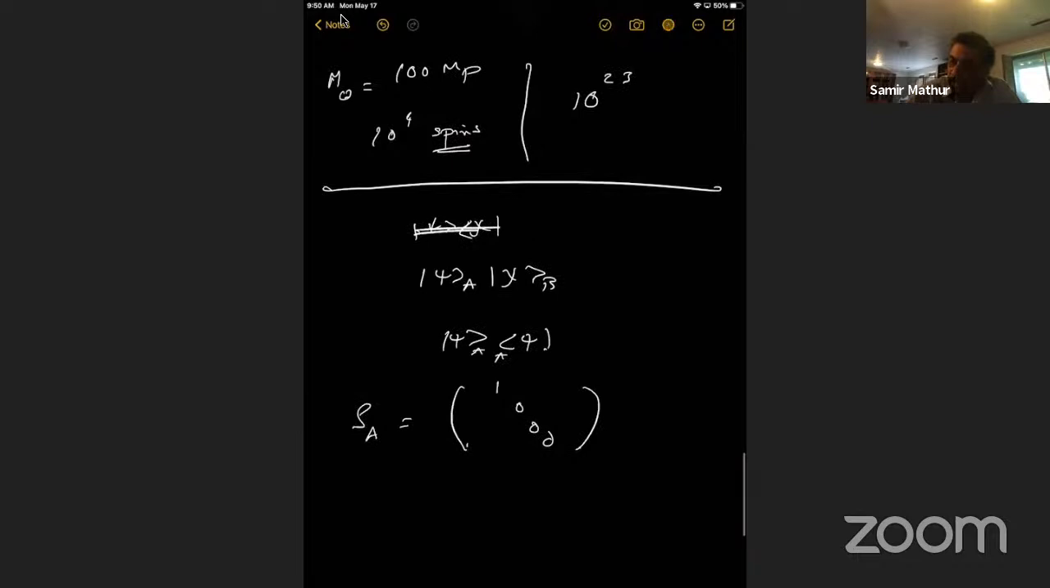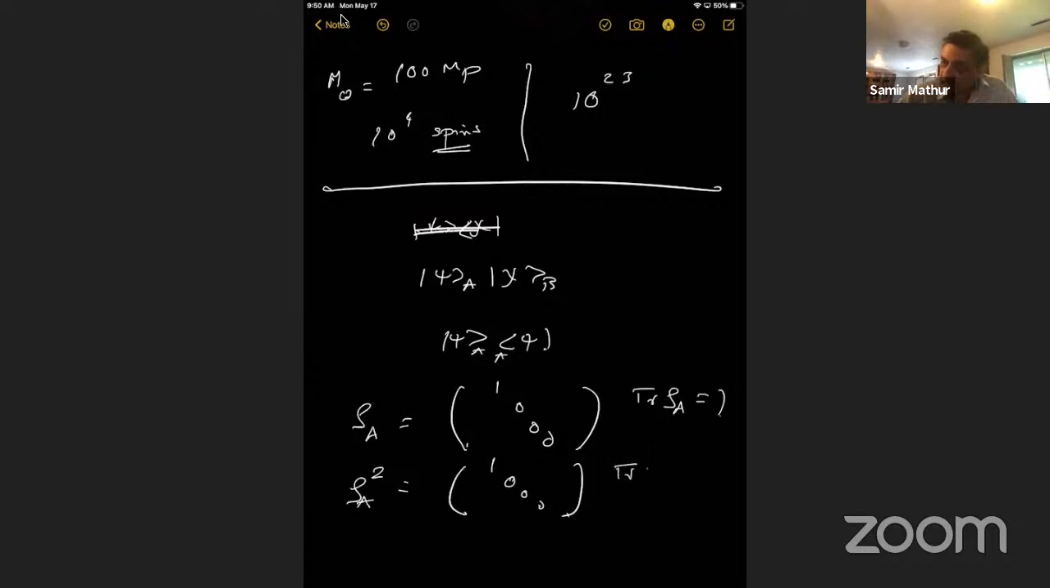So if you take this rho and you square it, rho A squared, it will also look like 1, 0, 0, 0. And so the trace of rho always has to be 1 because that's the property of the density matrix. But in this case, the trace of rho A squared will also be 1.